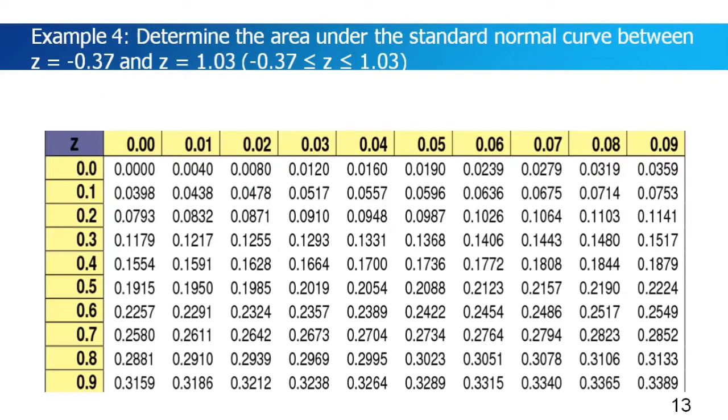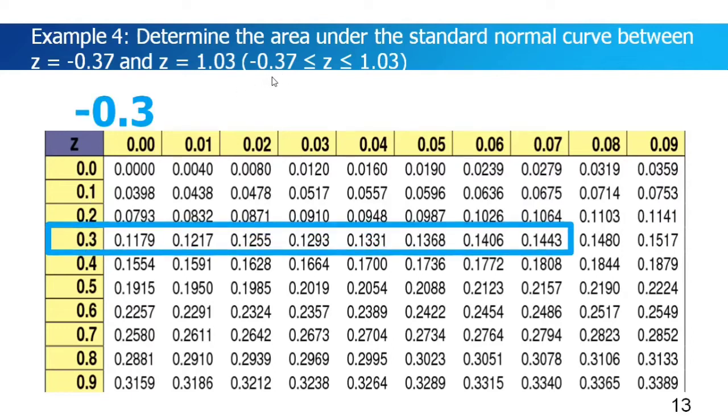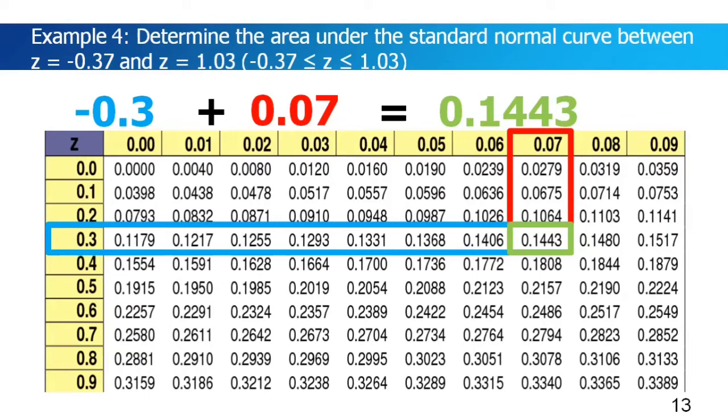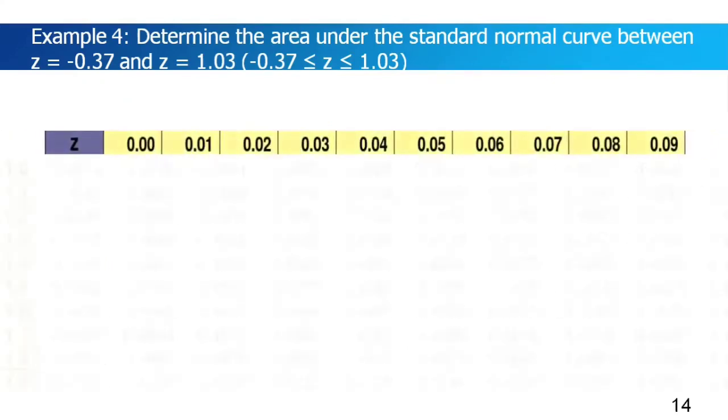Now let's find the area under z is equal to negative 0.37. The first two digits are 0.3. So we're going to find 0.3 here. And then we have 0.07. So 0.07 is here. So their intersection is 0.1443. And that is the area under z is equal to negative 0.37. Please take note that the negative sign here signifies that our area can be found at the left side of our 0-point reference.